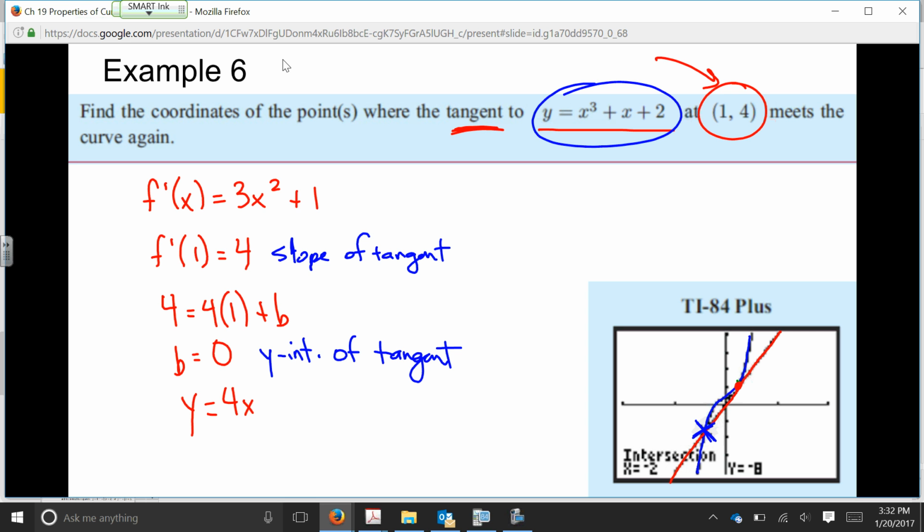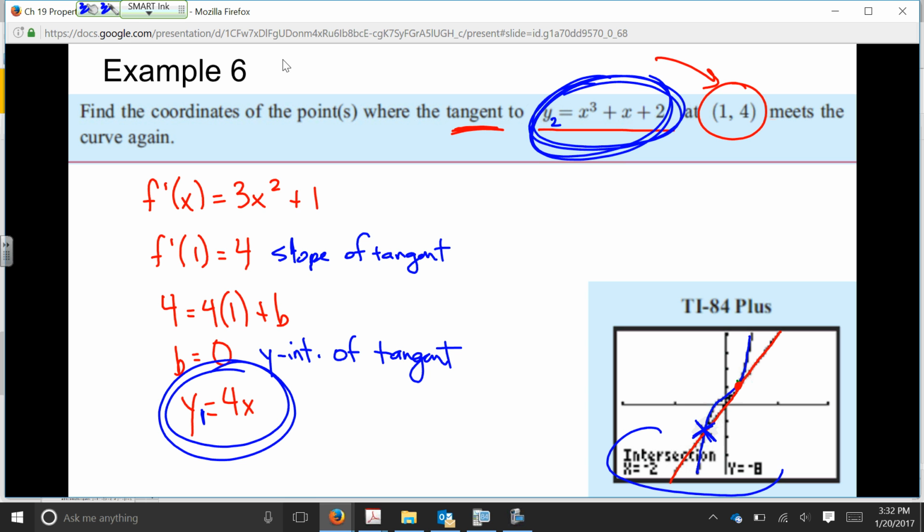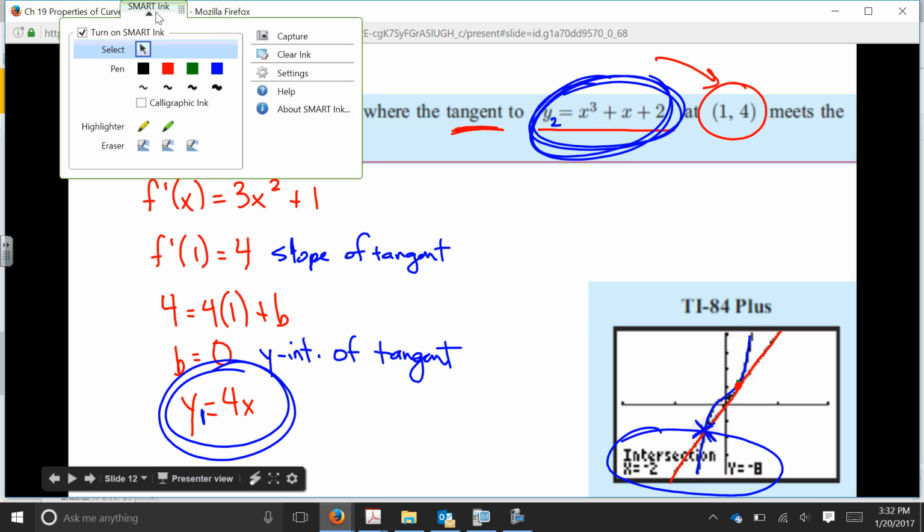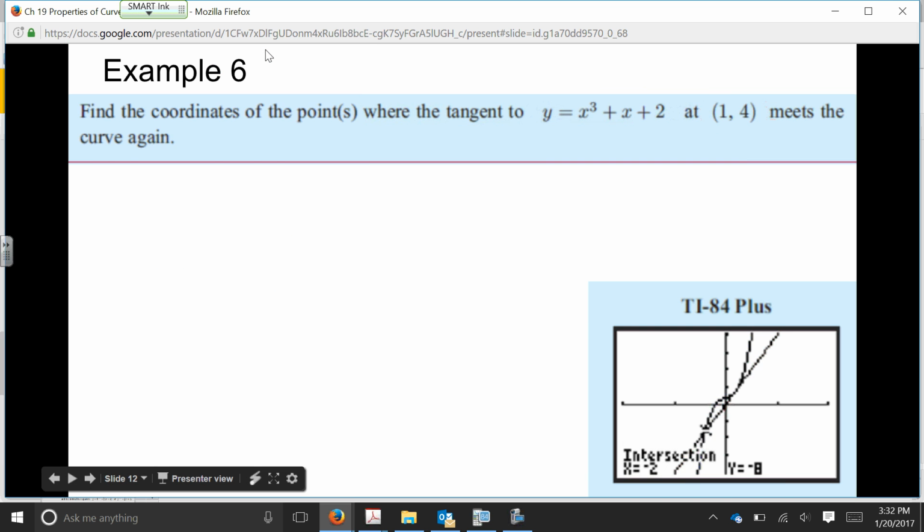Now at this point, we could do some algebra to figure this out, but the easiest thing is just say, okay, I'm going to take my tangent line, y equals 4x, plug that into y sub 1 in my calculator, and then take the original function, x cubed plus x plus 2, put that in y sub 2, and then use my calculator to find the point of intersection. And when you do, you end up getting that point of intersection being -2, -8. We've all done that many times, so I'm not going to take the time to do that at this point.